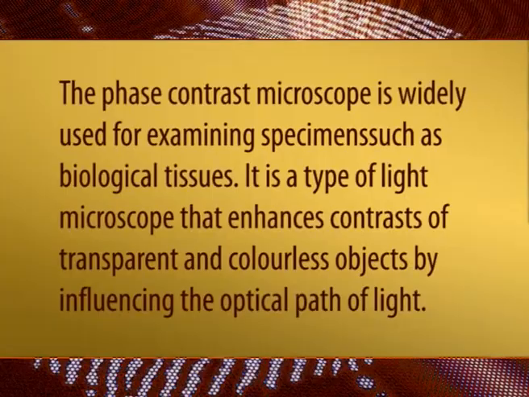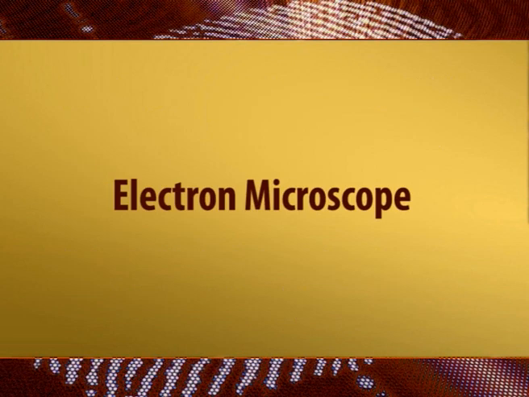A phase contrast microscope does not require staining to view the slide. This type of microscope makes it possible to study the cell cycle. The phase contrast microscope is widely used for examining specimens such as biological tissues. It is a type of light microscope that enhances contrast of transparent and colorless objects by influencing the optical path of light. Then we have the electron microscope.